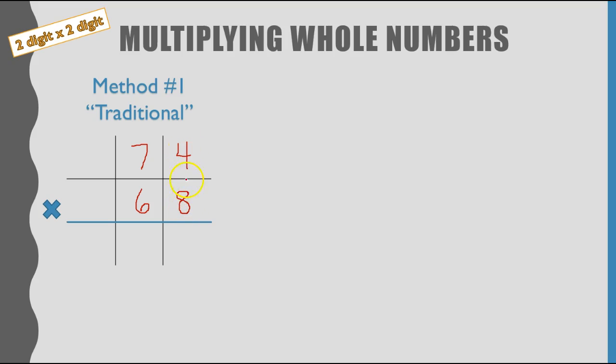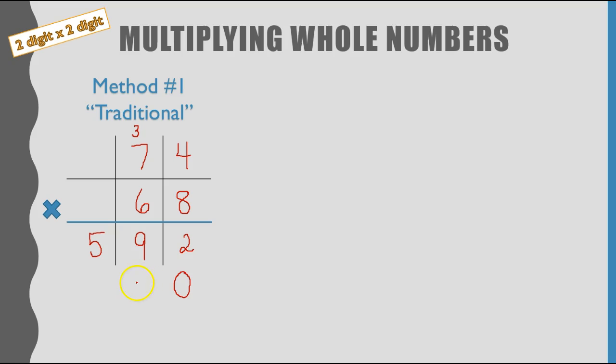So first I'm going to go 8 times 4 is 32. Carry the 3. Now I'm going to go this way. 8 times 7 is 56, plus 3 is 59. Okay, so I'm done with the 8. Now I'm going to move over to the tens column and multiply the 6. But first I need to put a 0 in the ones column because we're finished with that.